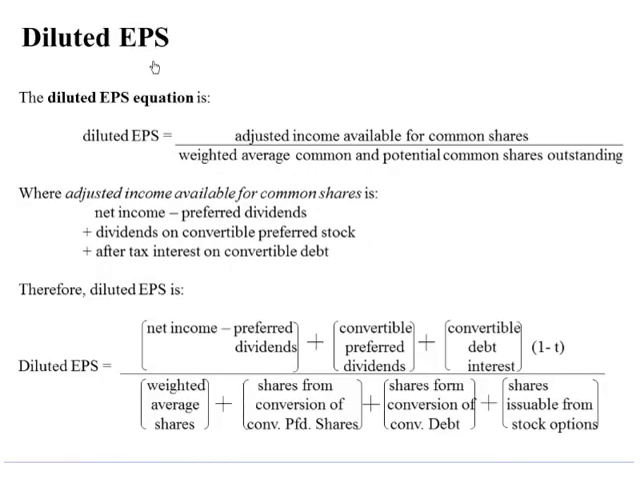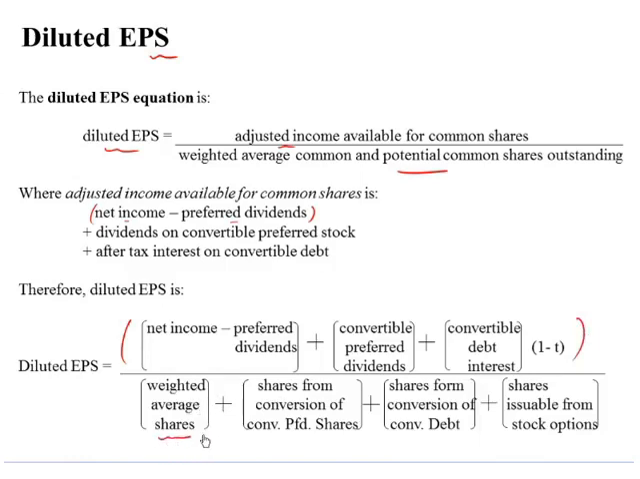So we can summarize the chapter by saying that the diluted EPS is equal to the adjusted income available for common shareholders upon the weighted average common and potential common shares outstanding. So what is the adjusted income? It is the net income minus the preferred dividends, same as our basic calculation, plus any dividends on convertible preferred stock if the conversion happens, plus the after-tax interest on convertible debt, which will not have to be paid if the debt is converted.